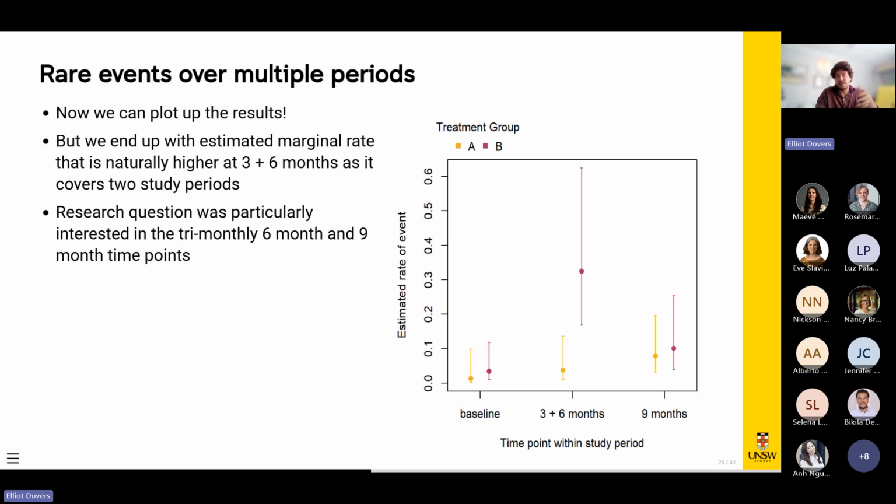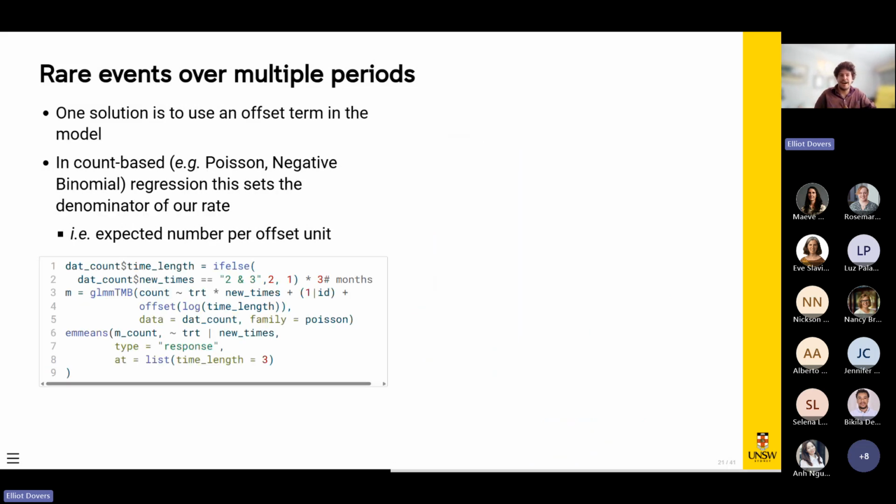One way we can do that from this model, if we can make the assumption that we've got these estimates of the rate across 3 and 6 months, and we want to separate them out to take an average effectively, is to use an offset term in our model. I wanted to do this to show you how this works for count-based regression, so things like a Poisson or negative binomial. This basically just sets the denominator of our rate. So we now have the expected number per unit of our offset term.